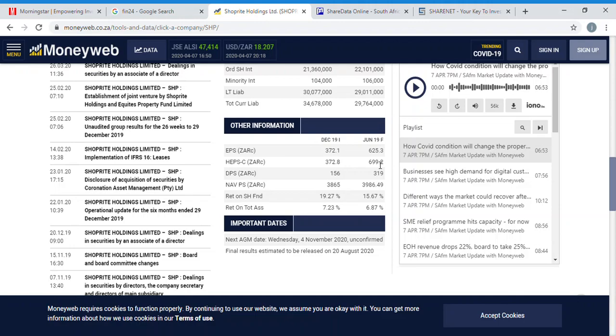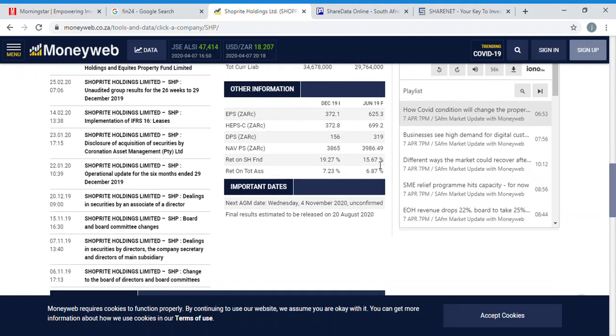Then they're going to show you the net asset value. You can see that it was almost 40 rand, at 39 rand 86. Your return on shareholders' funds, which is return on equity, at 15%. Then return on total assets, which was about 7% around there. Then they give you a little bit of information about the company.